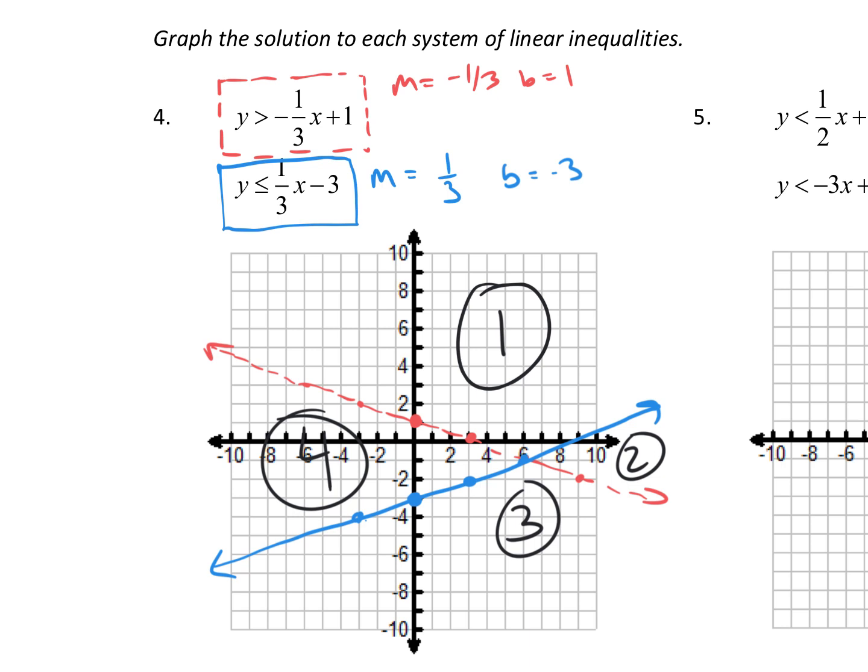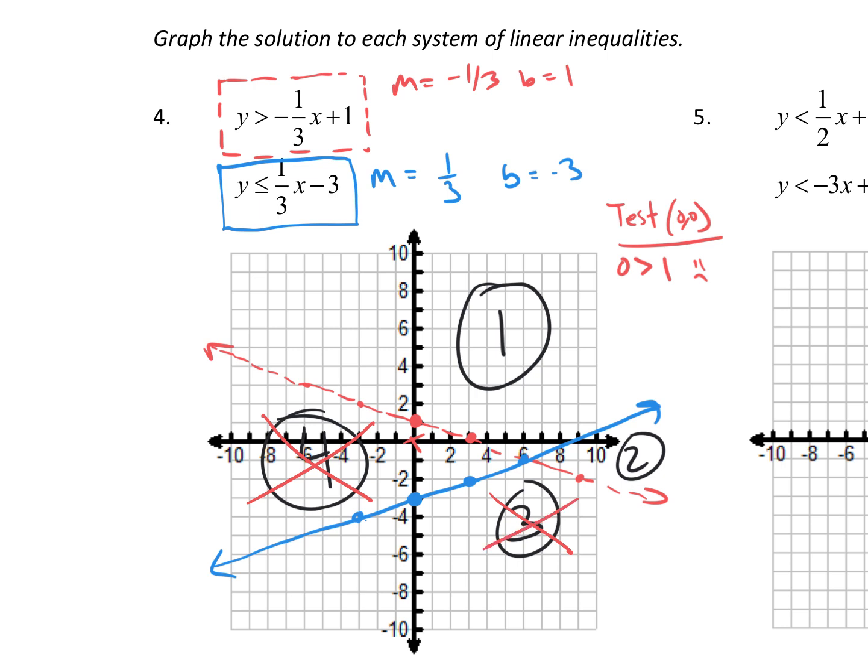So we test our red line. We're going to test 0, 0. See if it's true. We got 0 for y is greater than negative 1/3 times 0 is 0 plus 1. So 0 is greater than 1. That is false. So if I look at that test point, I know any point on the same side as 0, 0 is the wrong side. So I'm going to rule out section 4 and section 3. I crossed them off. Okay.